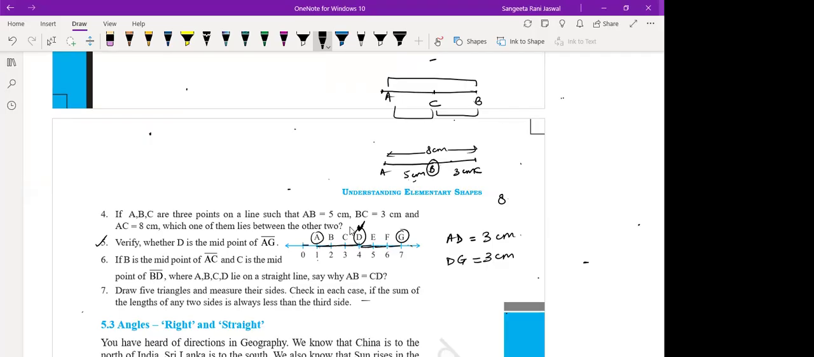Okay, let's see the next. If B is the midpoint of line segment AC and C is the midpoint of BD, where A, B, C, D lie on a straight line, say why AB is equal to CD. Now just see here. Just make a figure in your notebook. If B is the midpoint of line segment AC, make it in your notebook. Now this is some line segment AC and it is saying that B is the midpoint.